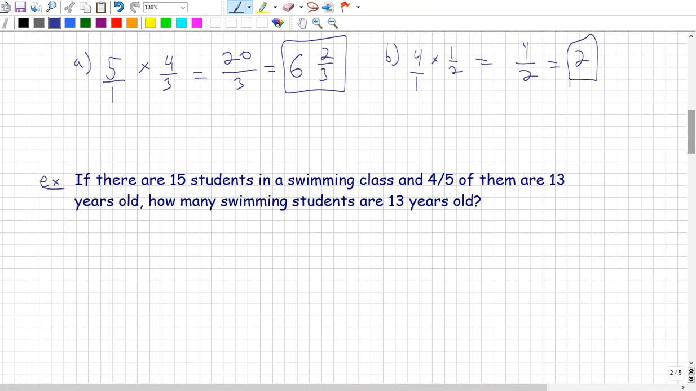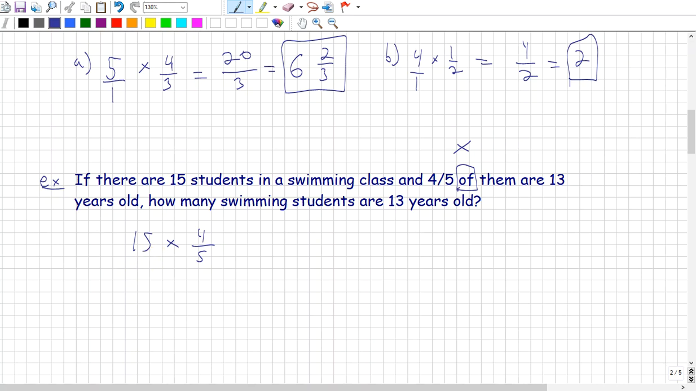Okay, let's look at a quick word problem here. So if there are 15 students in a swimming class, and 4/5 of them, remember, whenever we see the word of, that means multiplication for math. 4/5 of them are 13 years old. How many swimming students are 13 years old? Okay. So I'm going to take 4/5 of the 15. So 15 students in the class, 4/5 of them are 13. So I have 15. Of means multiplication. The fraction I'm multiplying by is 4/5.